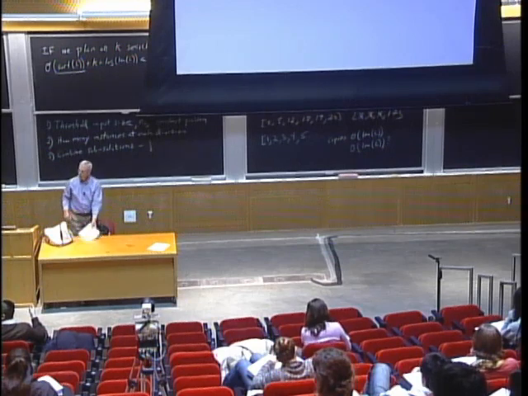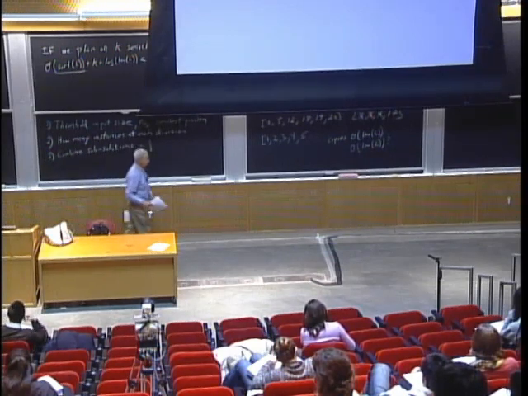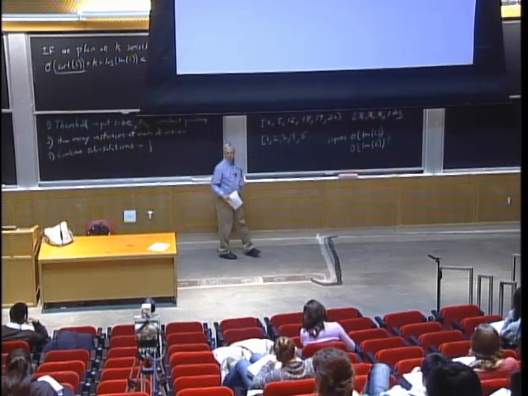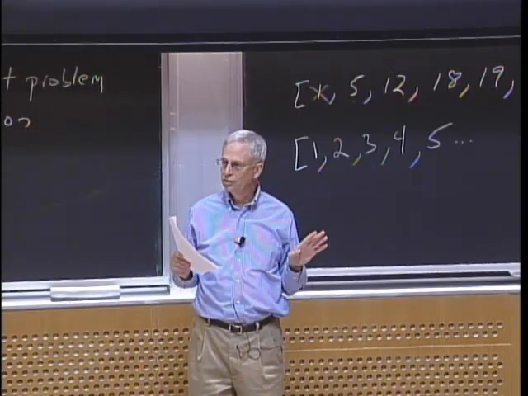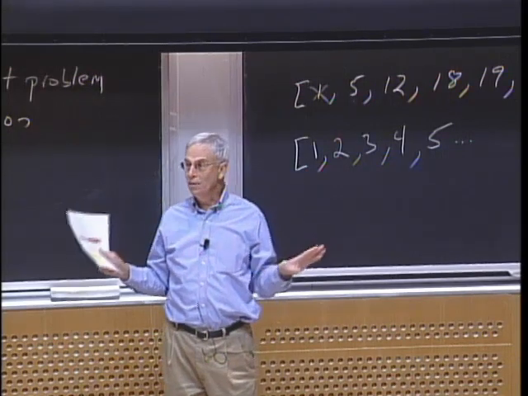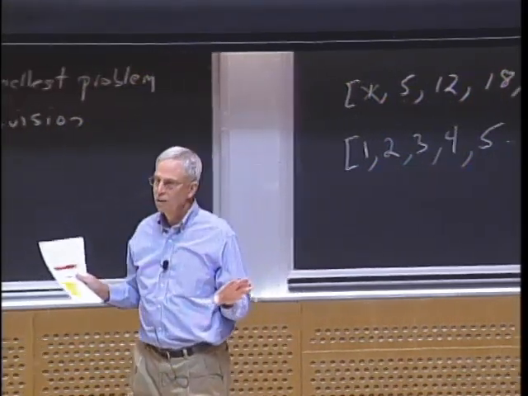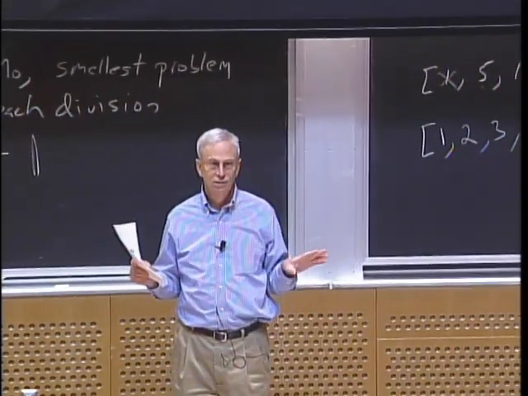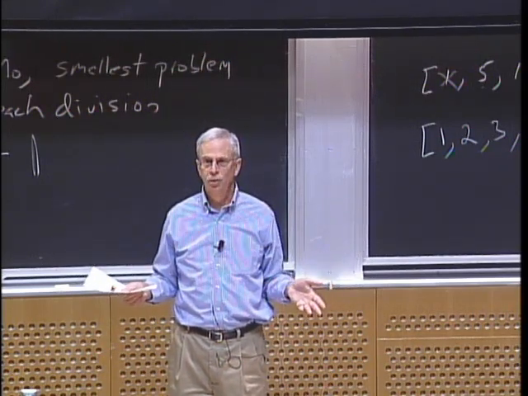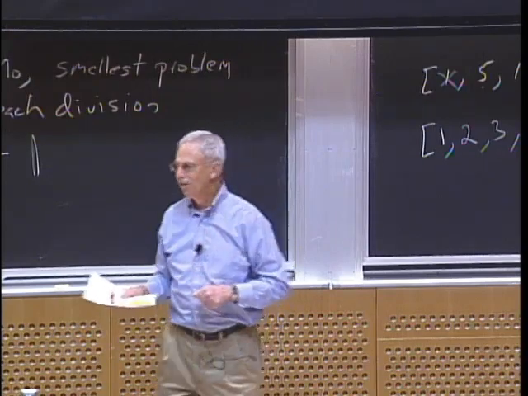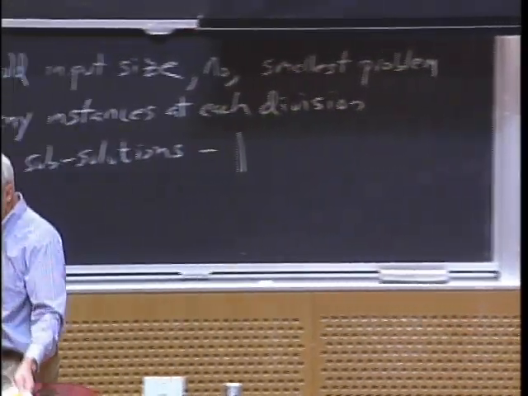All right. So if each merge is order n, where n is the length of the list, and I call merge log n times, what's the total complexity of the merge sort? N log n. Thank you.